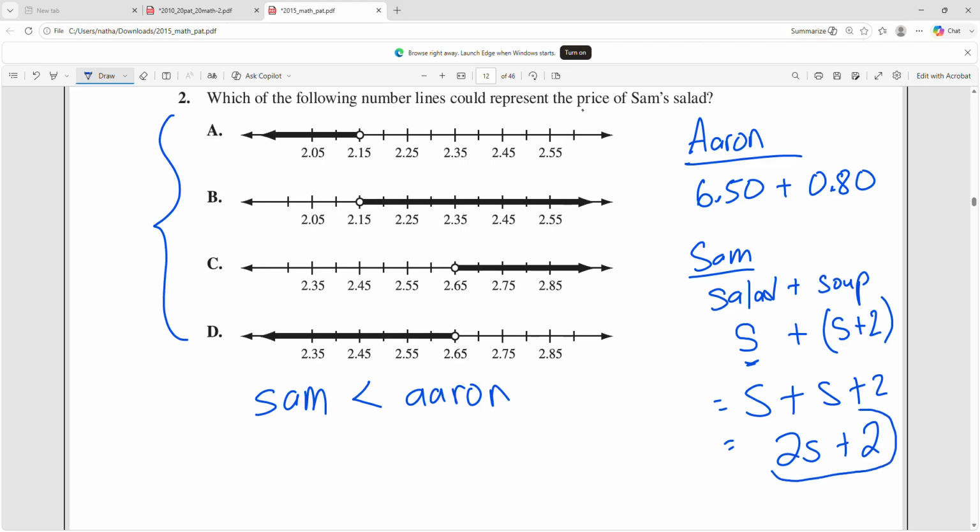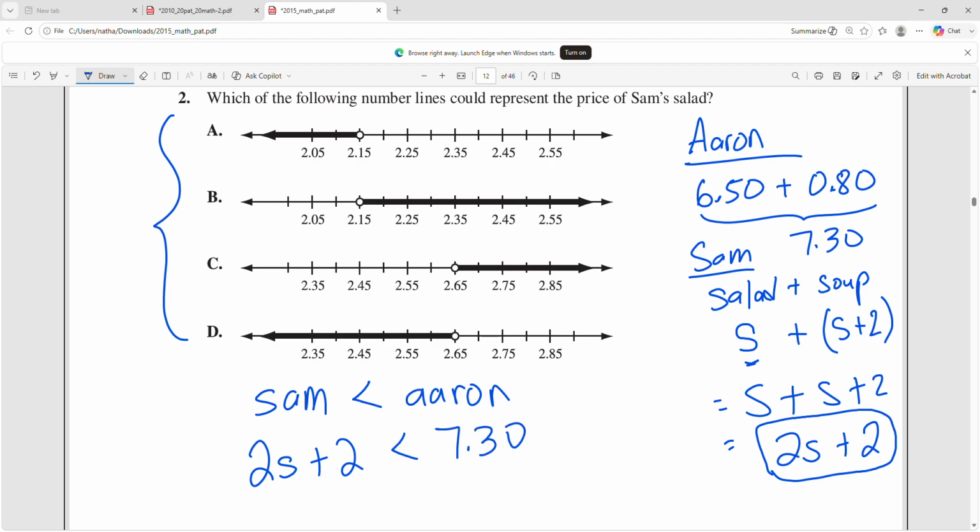We don't know what it is, but we know it's the cost of the salad, and then the cost of the salad again plus $2. So Sam's meal we can represent as 2S plus 2. Whatever that cost is, it's less than Aaron's meal, which we didn't calculate yet. Let's do that now. That's $7.30.